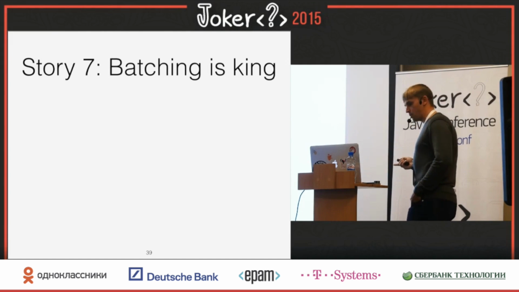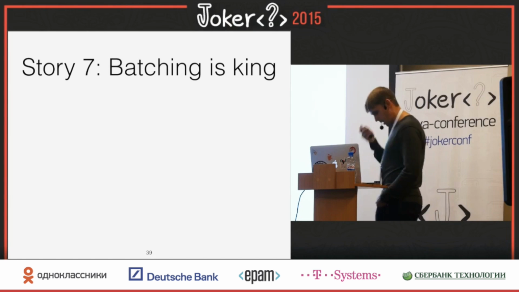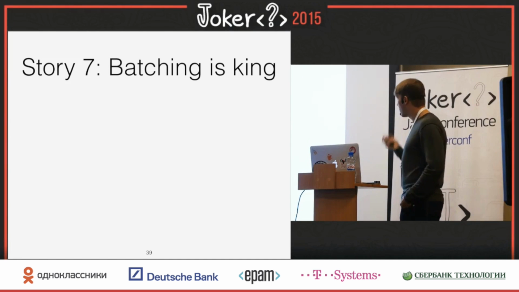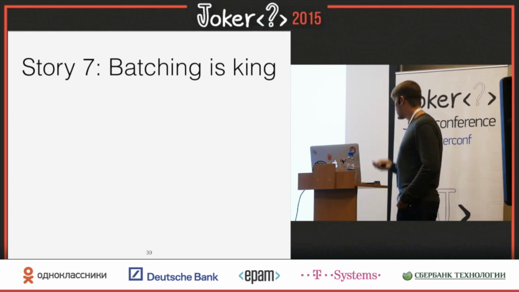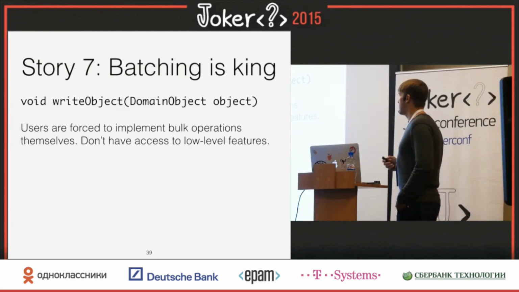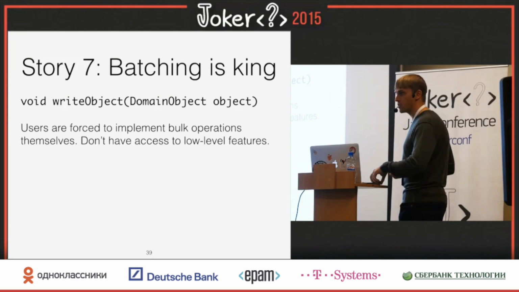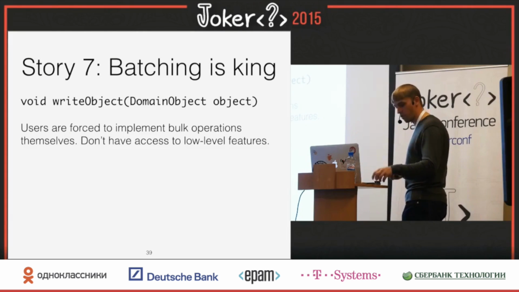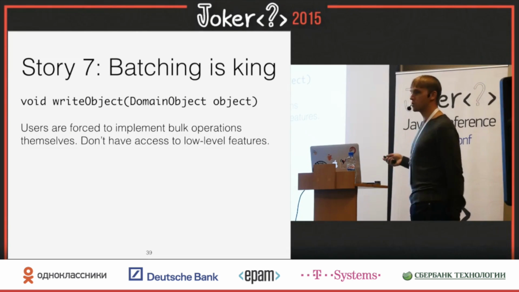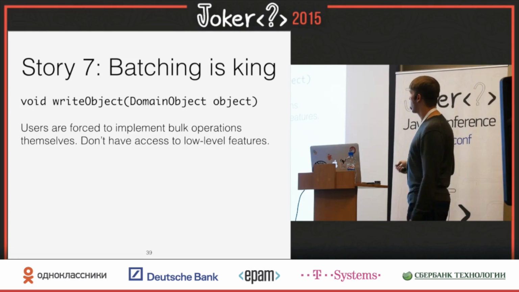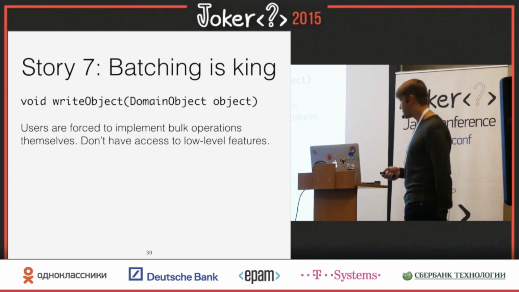Coming back to what we heard during the keynote today: you want to design your API for performance. Our story was something like this. We have a manager of managers. As you know, in all enterprise code, you have managers for something. We have a thing called object manager, and through that you can do lots of things. One of them is writing your objects into the data storage.